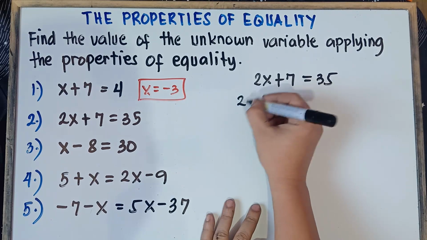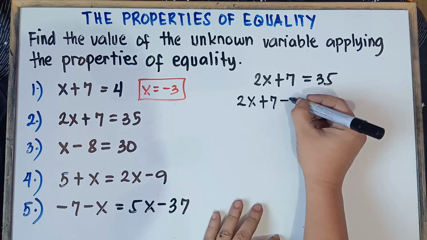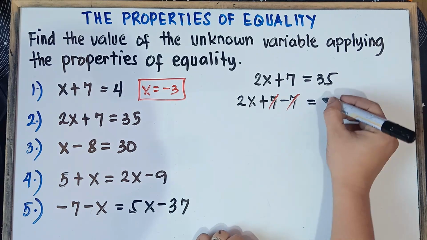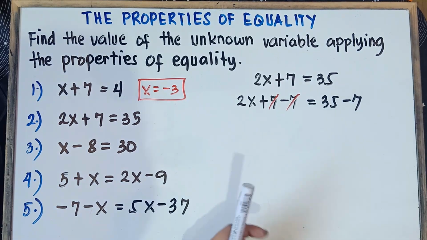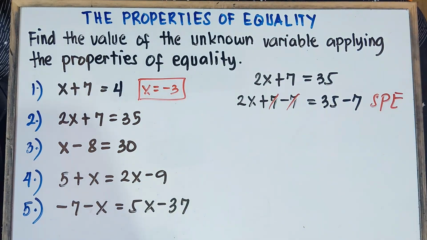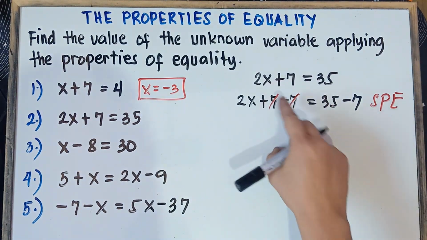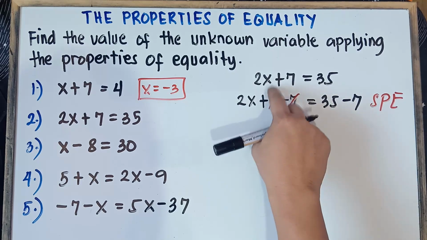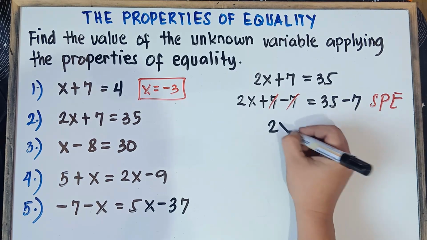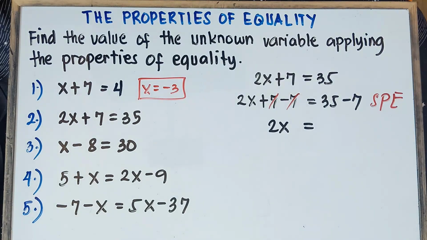So this will be 2x, copy, plus 7, and then subtract both sides by 7 so that we can cancel this out. So this will be equal to 35 minus 7. This is the subtraction property of equality. Sir, why do we need to subtract both sides by 7? So that the remaining expression on the left side of this equal sign will be only 2x. So cancel this out, and this will be 2x equals 35 minus 7. What's the answer, class? That's correct.